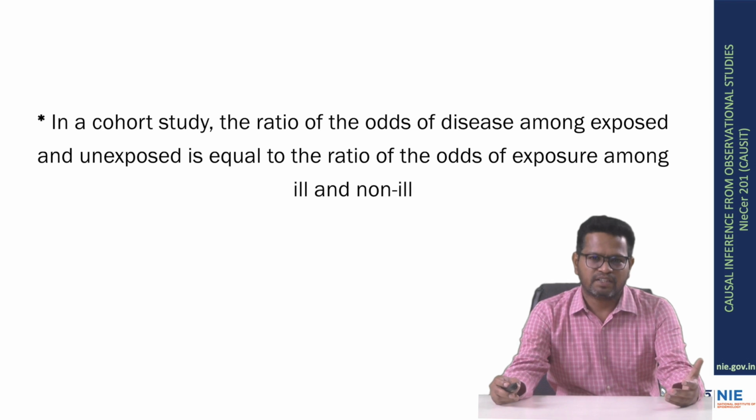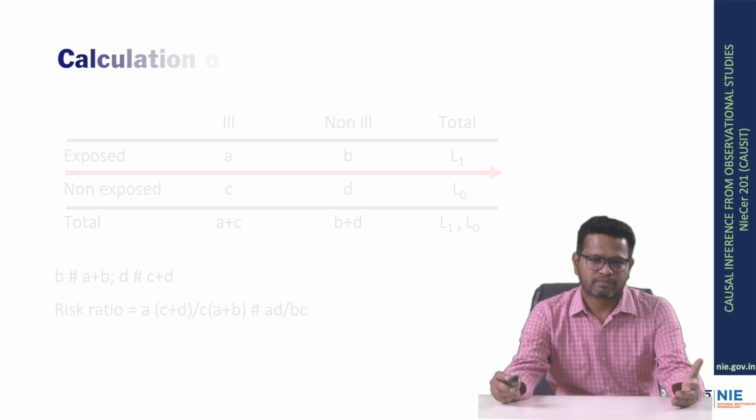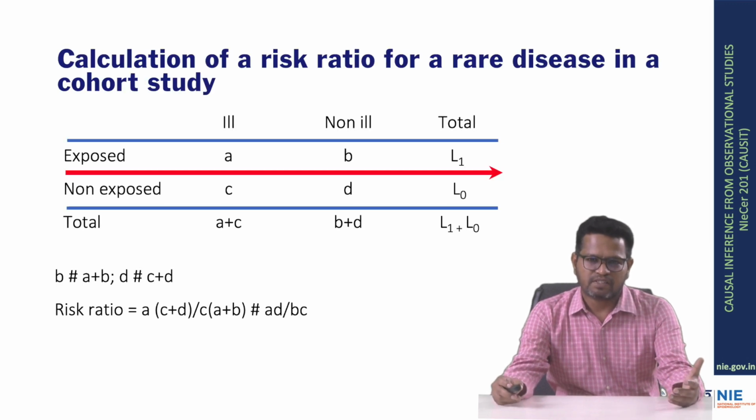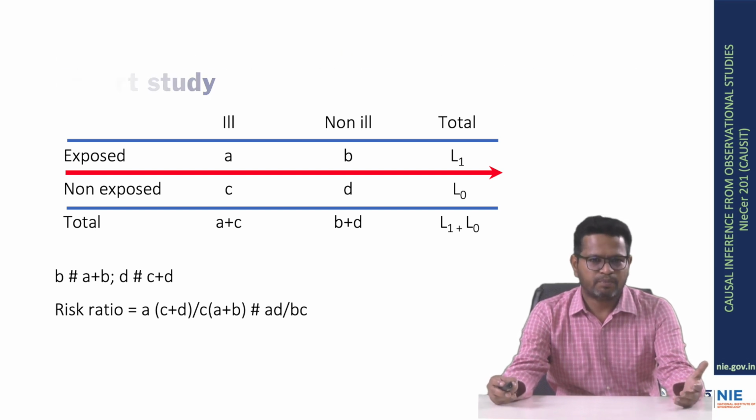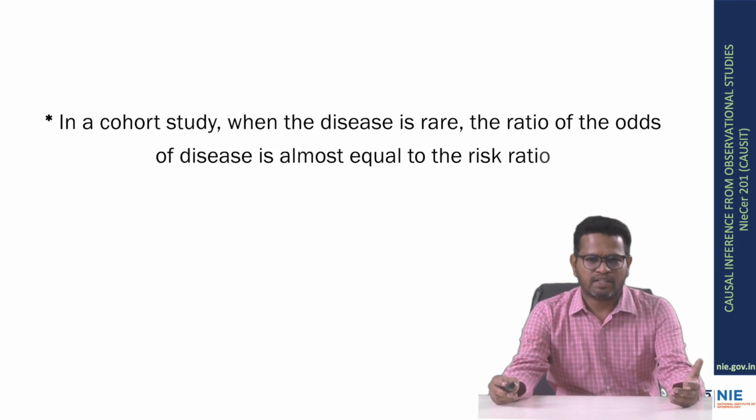In a cohort study, the ratio of the odds of disease among exposed and unexposed is equal to the ratio of the odds of exposure among ill and not ill. If the disease being studied doesn't occur frequently, B will be almost equal to A plus B and D will be almost equal to C plus D. Here the risk ratio for rare diseases will be AD by BC. In a cohort study, when the disease is rare, the ratio of the odds of disease is almost equal to the risk ratio.